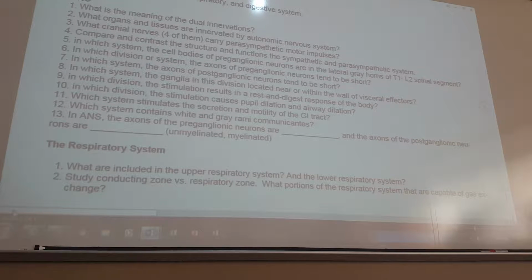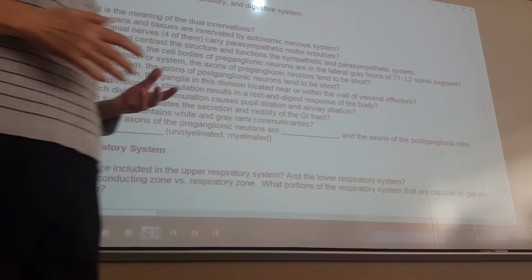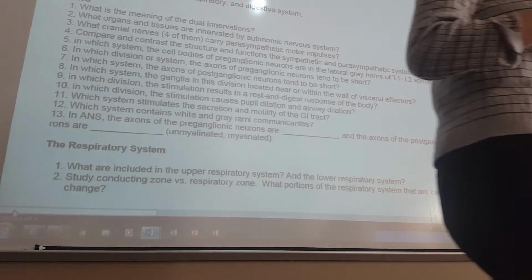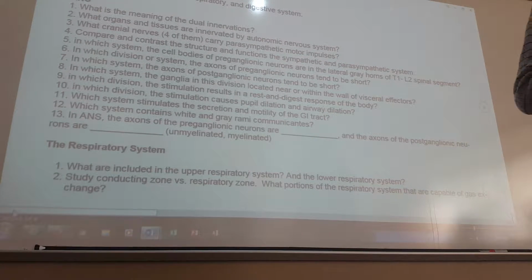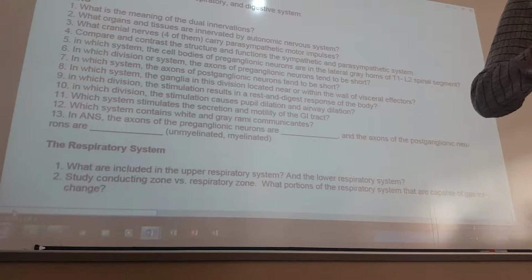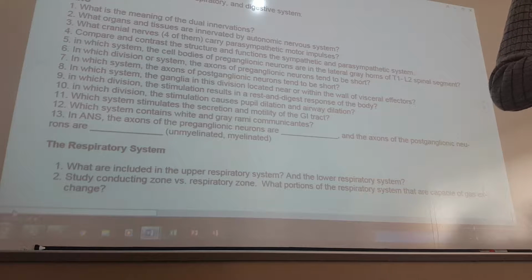Most tissues and organs, like visceral organs, the GI tract, and the heart, are innervated by what and what? Sympathetic and parasympathetic. So if an answer says innervated by somatic and autonomic, it is false. An organ is innervated by either somatic or autonomic, but autonomic has to be sympathetic or parasympathetic. So they always have kind of opposing actions.